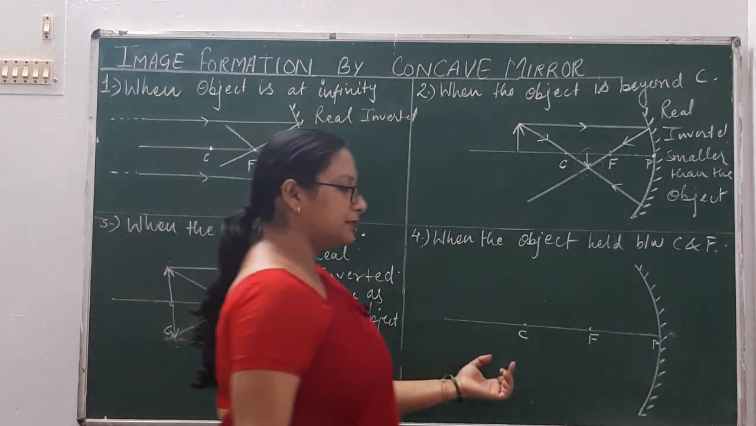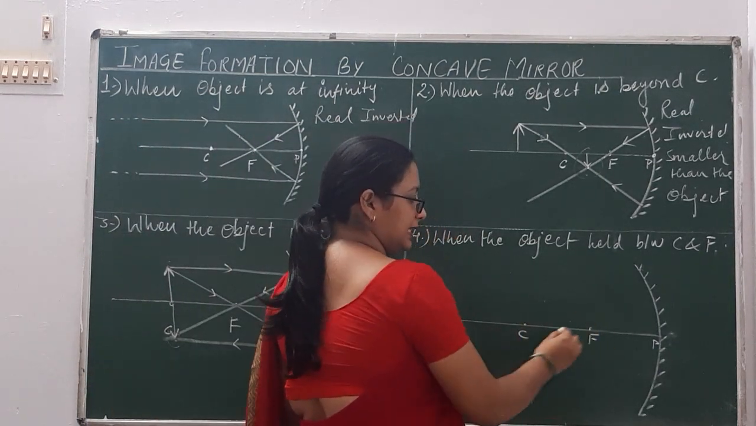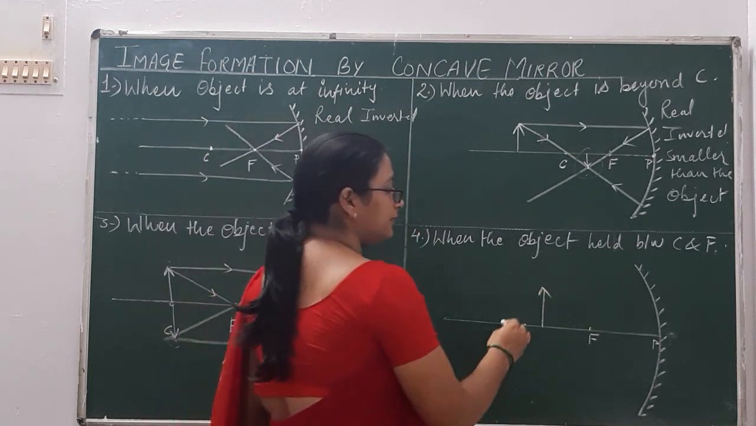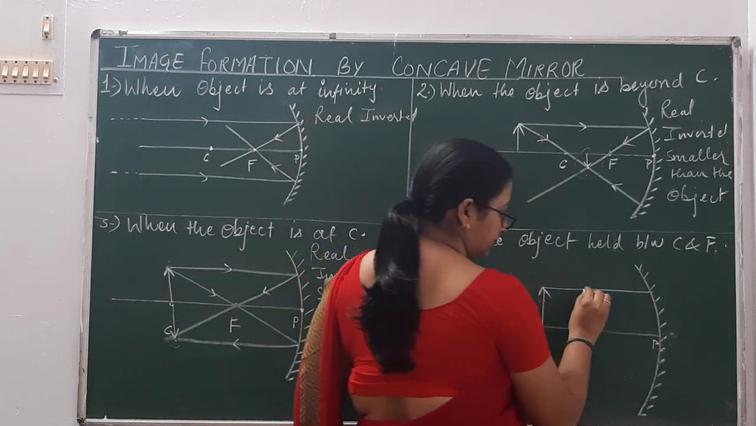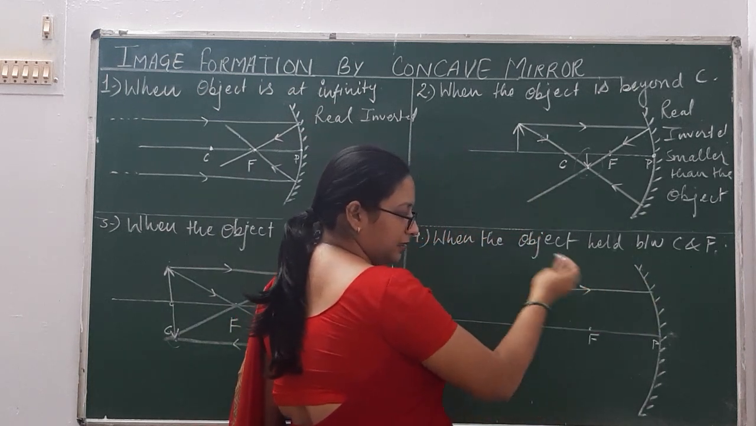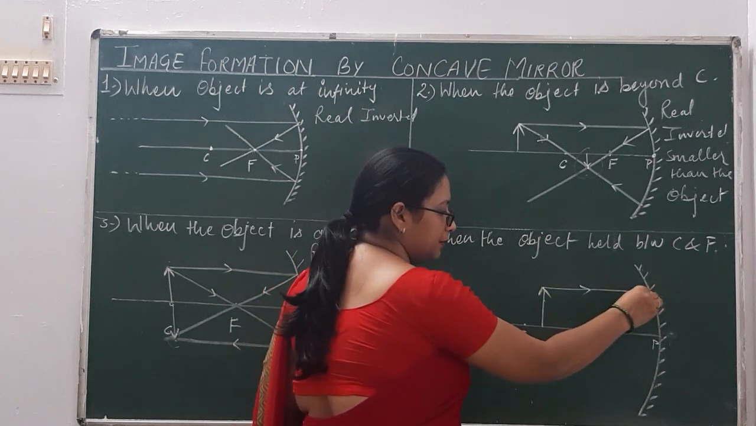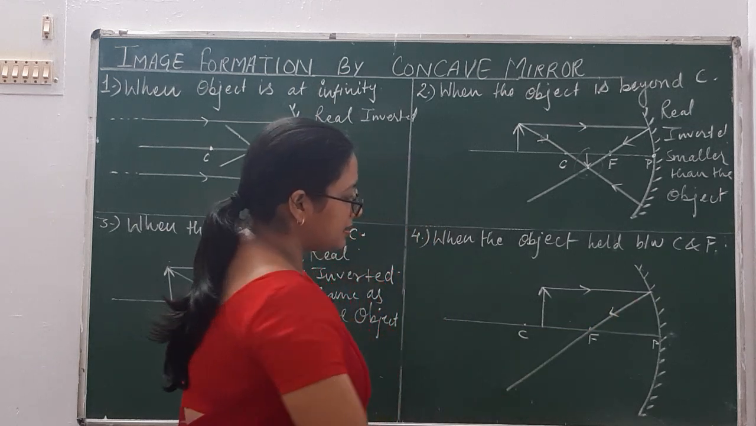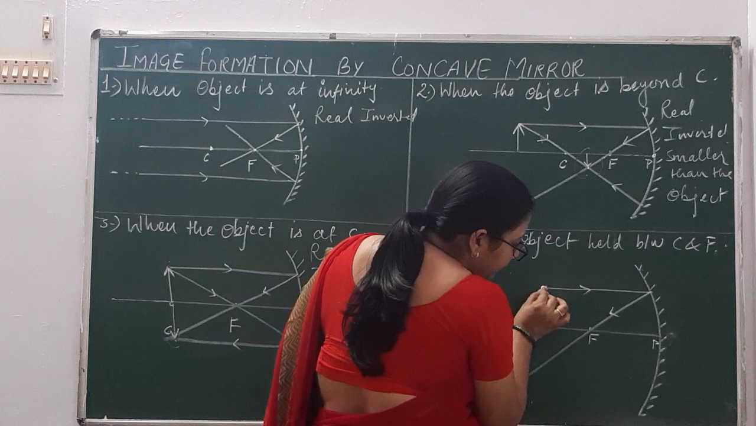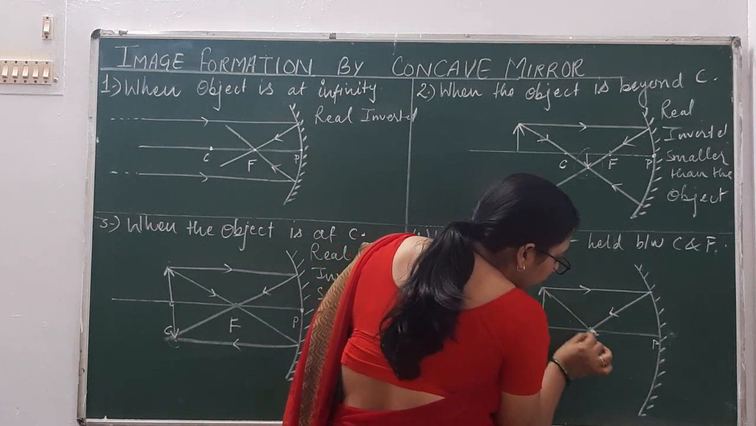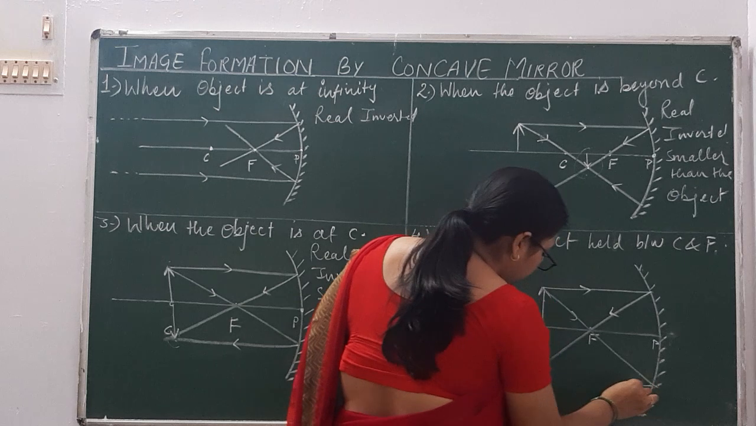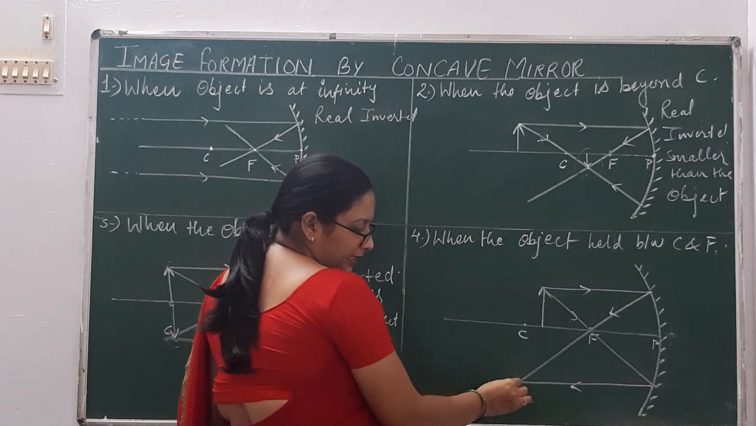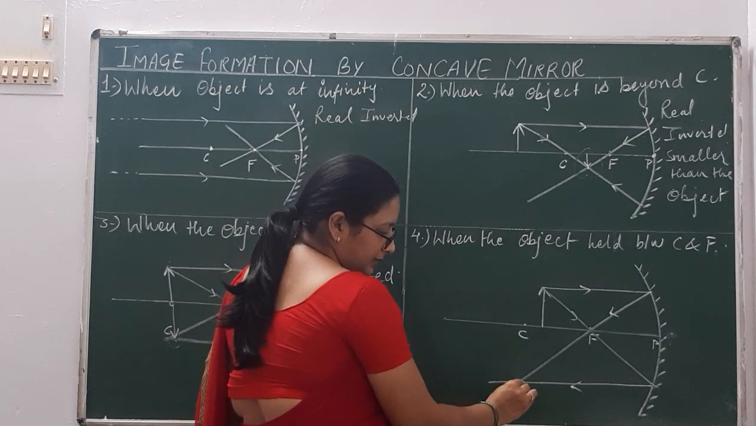Now in the fourth situation, when object is held between C and F, center of curvature and focus. So in this case also we will apply rules. First rule, we will take a line which is parallel to the principal axis. After reflection it will pass through focus. Now again we will use second rule. Ray of light which is coming through focus, after reflection will become parallel to the principal axis, and you can see here both the rays will intersect here.